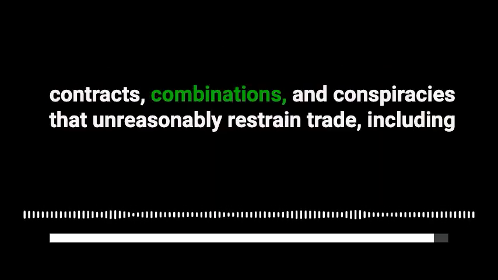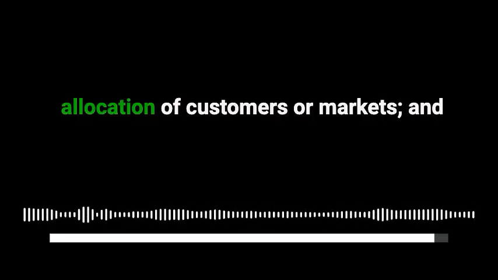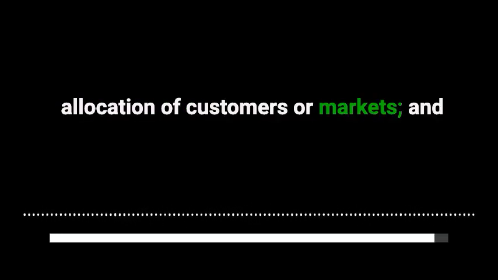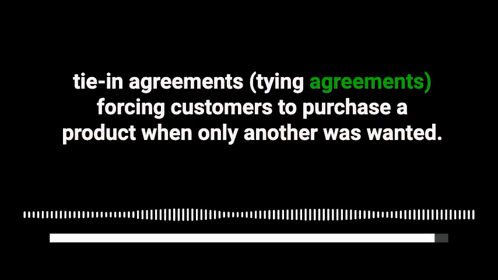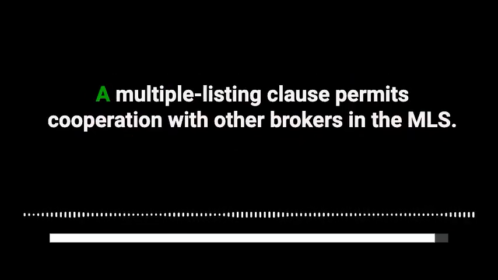Antitrust laws are both state and federal that prohibit monopolies and contracts, combinations, and conspiracies that unreasonably restrain trade, including price fixing, group boycotting, allocation of customers or markets, and tie-in agreements forcing customers to purchase a product when only another was wanted. A multiple listing clause permits cooperation with other brokers in the MLS.